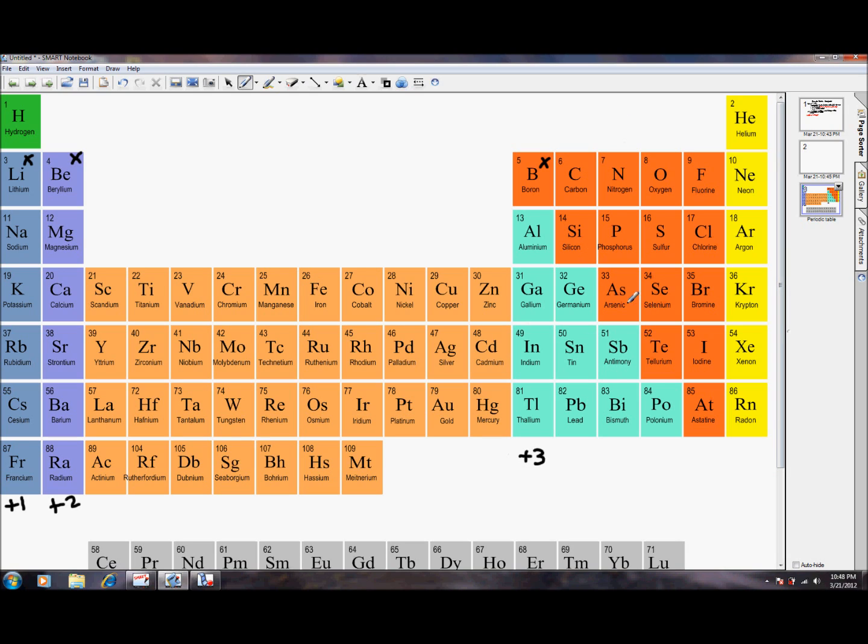Now let's look at our nonmetals. Nonmetals in this column would be -4. These are the ones in red. This column would be -3. This column would be -2. And this column would be -1. This is just the nonmetals. These are the ones that are shown here in this picture in red. Okay, so if we had sodium here and oxygen, we can see that the oxidation state for sodium would be +1, and the oxidation number for oxygen would be -2.